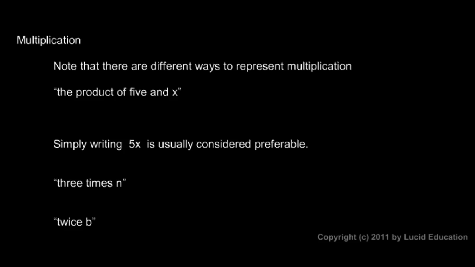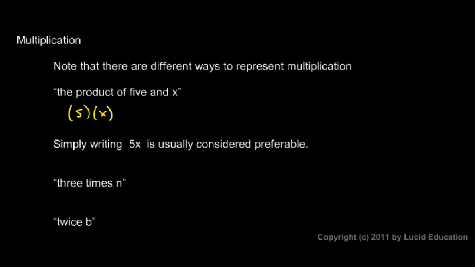Now let's talk about multiplication. There are a lot of different ways to represent multiplication mathematically. So in this example, the product of 5 and x, I could write it like this. I can use parentheses, (5)(x). If they're both contained in parentheses like that, that means that these are multiplied together. That means the same as 5 times x.